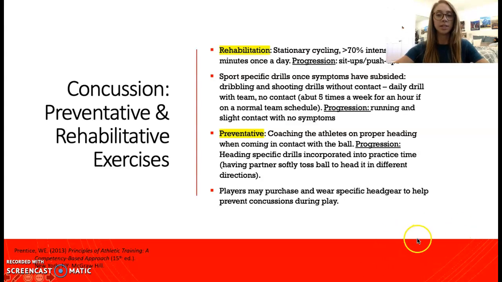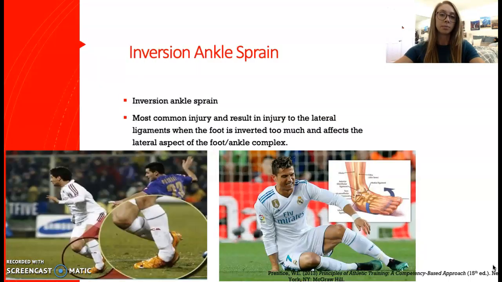Some preventative things are really going to come from the coach's side. So you can have the coaches help the athletes and progress them into different drills on how to properly head the ball so that we're not having head-ball concussion type injuries, and players can even purchase specific headgear to help prevent concussions during the game.